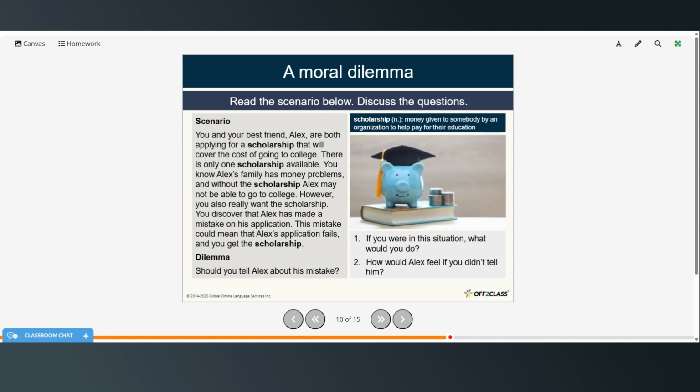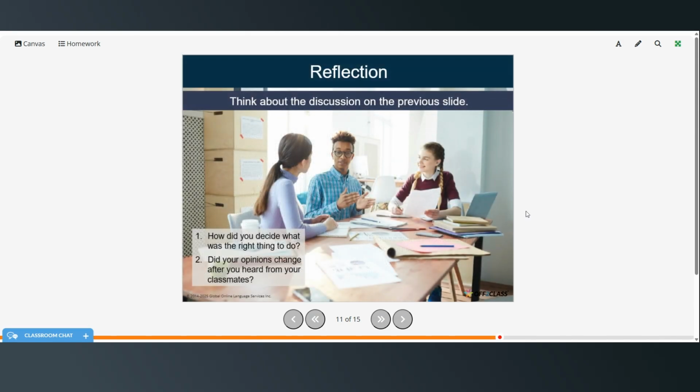So if you were in this situation, what would you do? And how would Alex feel if you didn't tell him? So just go ahead and think about that. There's no really right or wrong answer. It's just what you believe in terms of your values and ethics. All right, so how did you decide what was the right thing to do? And would your opinions change if you heard some other options?